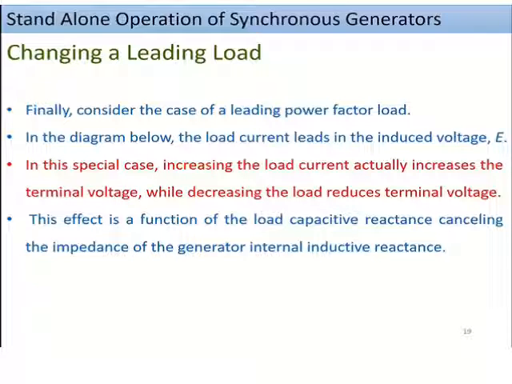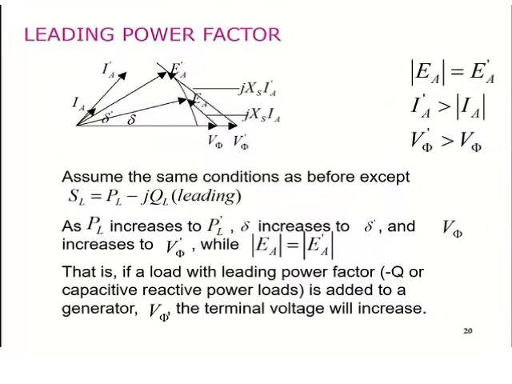Now let us consider the third and the final case, that is changing a leading load. In this diagram, the load current leads the terminal voltage. In this special case, increasing load current actually increases the terminal voltage, while decreasing load reduces the terminal voltage. We will see this in summary. This effect is a function of load capacitive reactance cancelling the impedance of the generator internal inductive reactance.